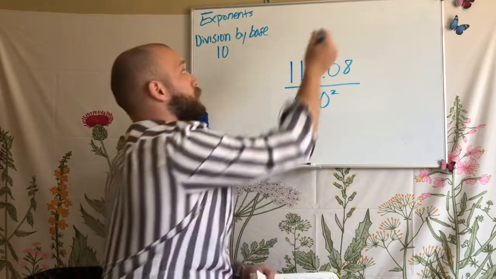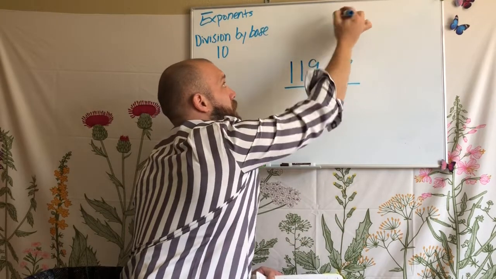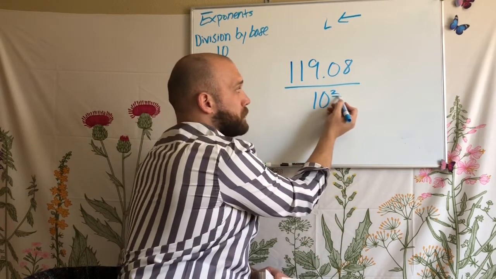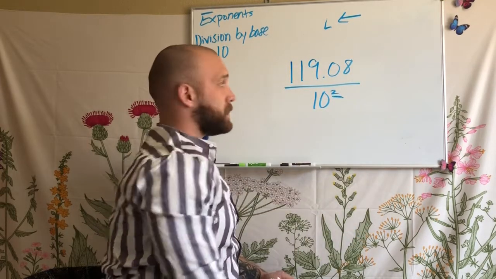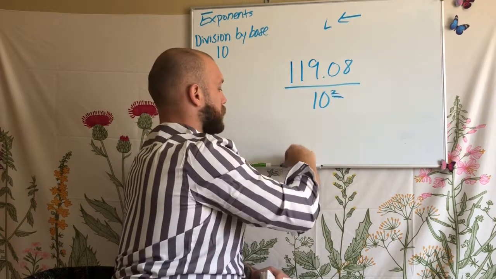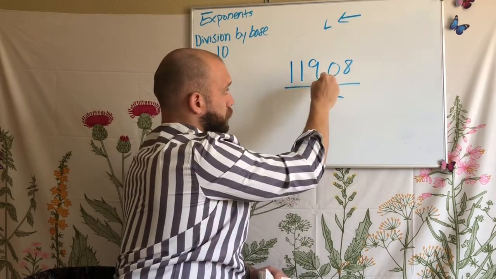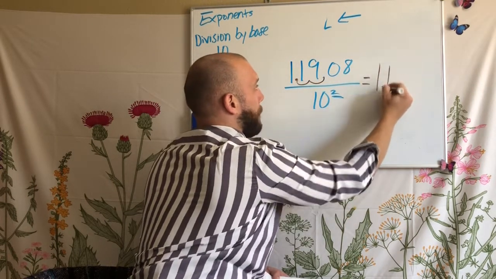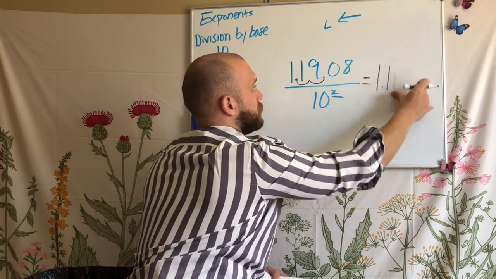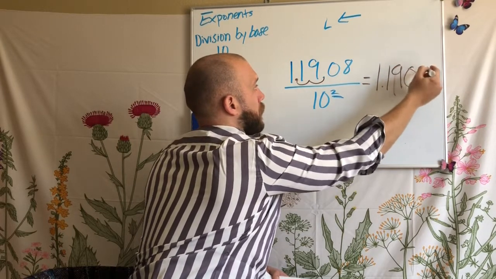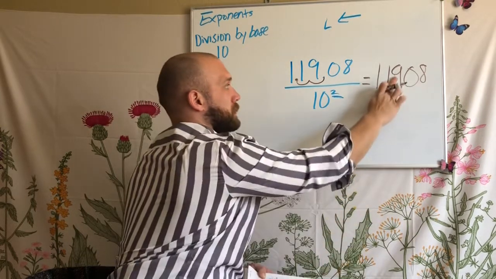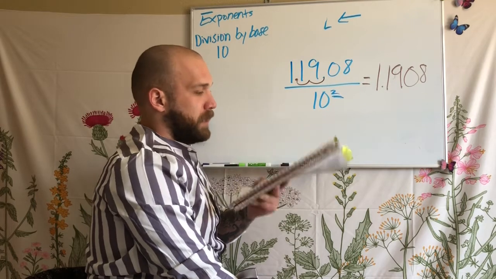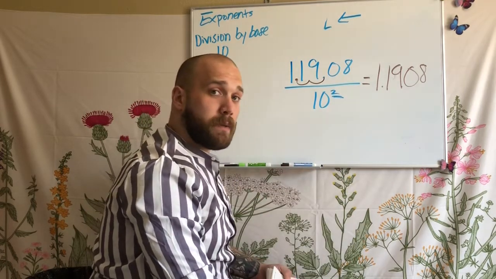Remember, when you're doing this, you're moving the decimal to the left. So, how many places do I need to move it? Well, what does my exponent tell me? 2 places. This moves 2 places, 1 and 2. There's my new number. So this gives me the answer. I would like you to pause the video now and do B, C, D, and E on your own. Continue the video when you're ready to check your answers.